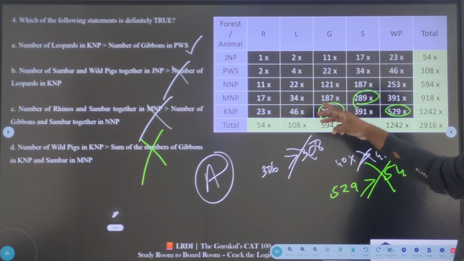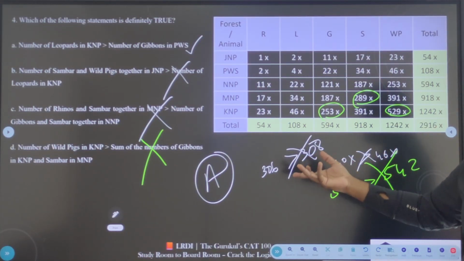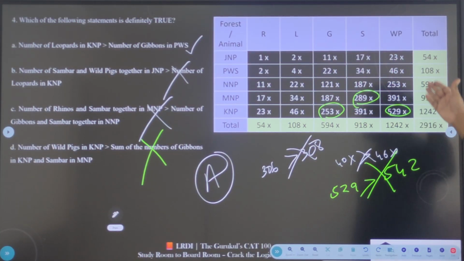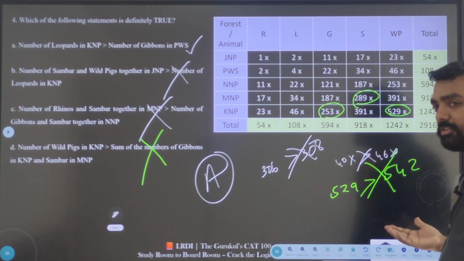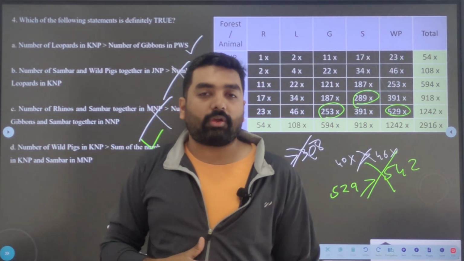We are not worried about this x value because anyway we will get x only. If I substitute x is 1, that should be substituted everywhere. If I substitute x is 2, everywhere it should be substituted. So increase or decrease will happen for everyone. So we don't need to worry about the x value coming into picture.